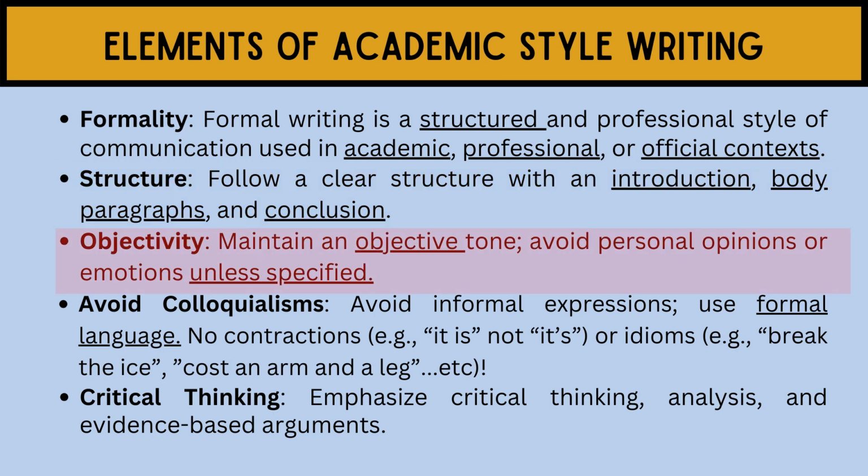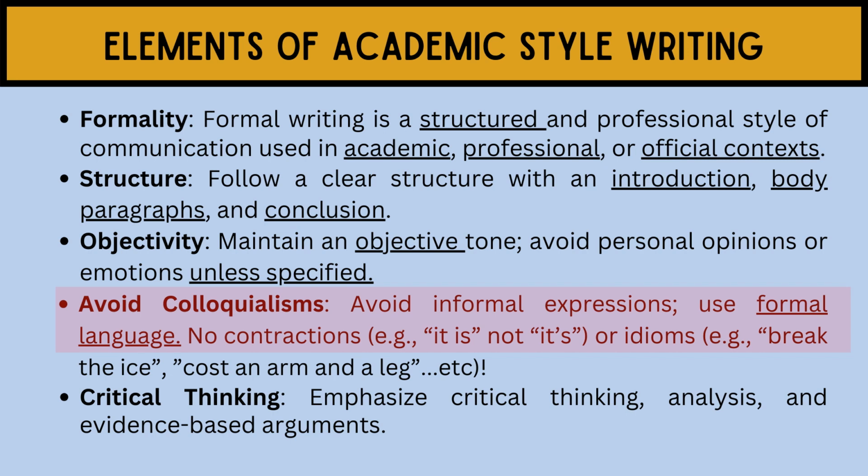Next, you need to try to stay objective. Objective means that you do not let your own personal views come before the evidence you are presenting. Most academic writing is led by the evidence. So you need to maintain an objective tone. Avoid personal opinions or emotions unless a question explicitly asks you to state your own opinion without any evidence. However, in academia, this is rare.